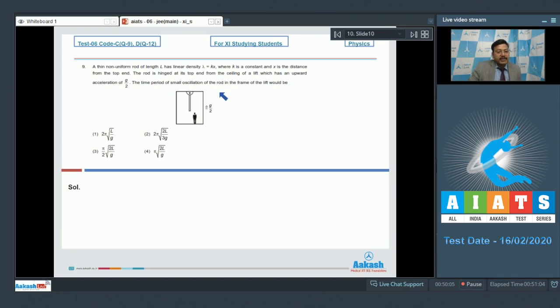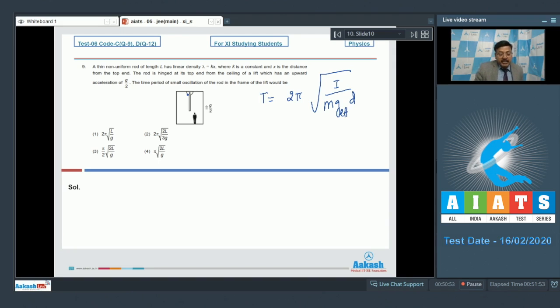Well, the question involves multiple concepts. We need to find moment of inertia, we need to locate center of mass, and we need to apply the formula, time period T is equal to 2 pi root I by m g effective into d. So I is the moment of inertia about an axis which is passing through one end of the rod. We have to also find the expression for mass and d.